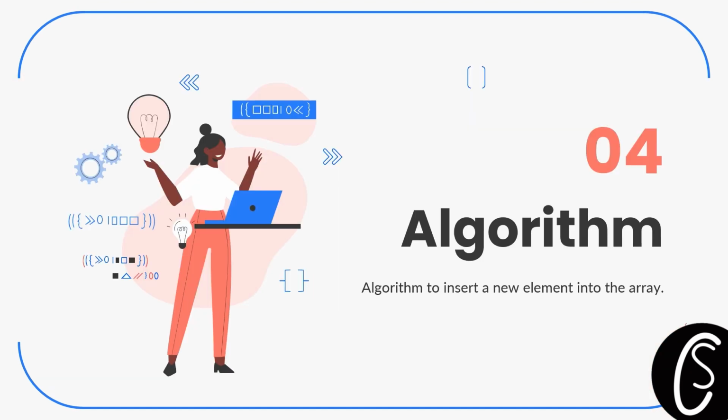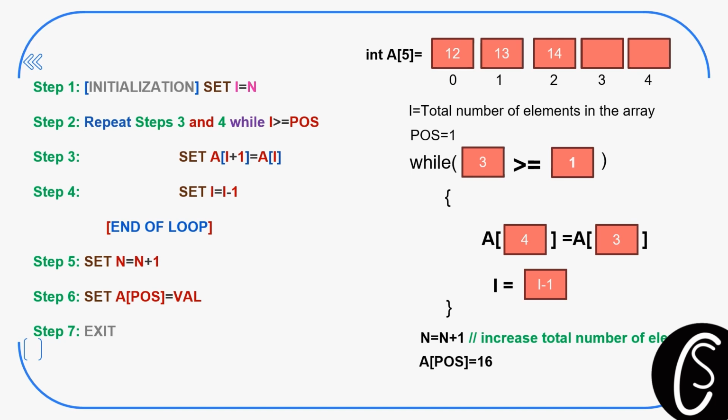Now let's look at the algorithm for insertion of element in the middle of an array. Step 1. Initialize a variable I with the total number of elements the array can accommodate. Step 2. Begin a while loop with the condition: execute the loop until the value of I is greater than or equal to the target index stored in the variable POS. Step 3. Shift the element in the array one position to the right using the assignment operator. Step 4. Decrement the value of I by 1.